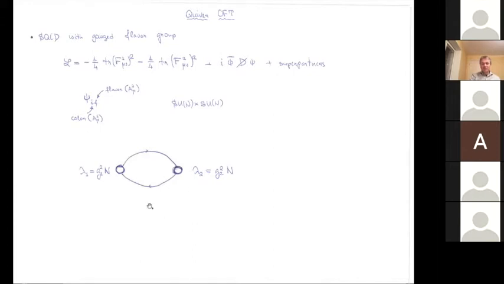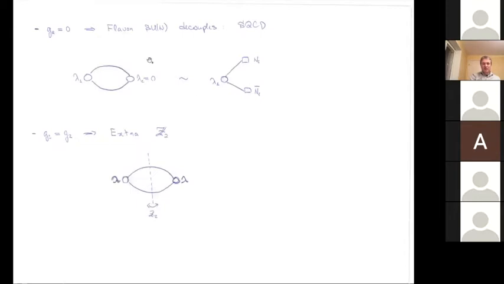So it is customary to depict this gauge theory in the form of a quiver diagram with two nodes, each of them corresponding to a gauge group, and the matter. The matter fields are in the bifundamental representation, so they're fundamental with respect to each of the factors. They correspond to links in this diagram, and there are two gauge couplings.